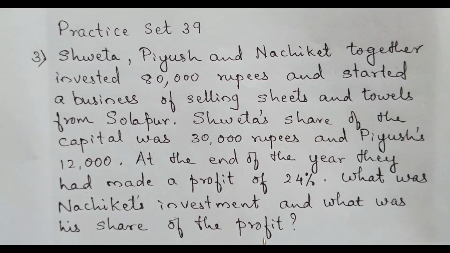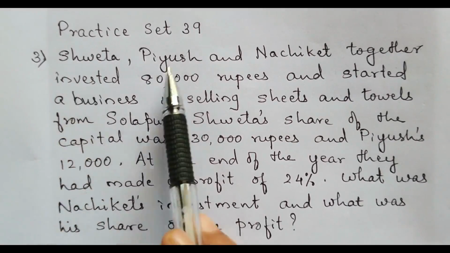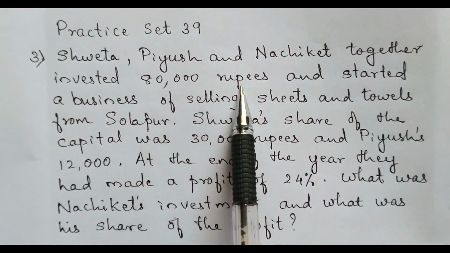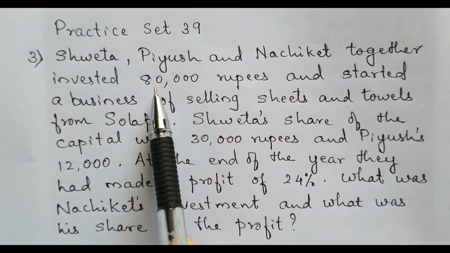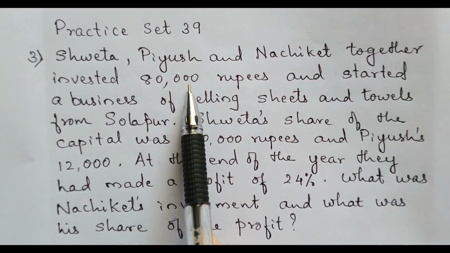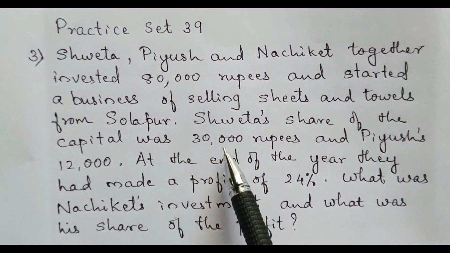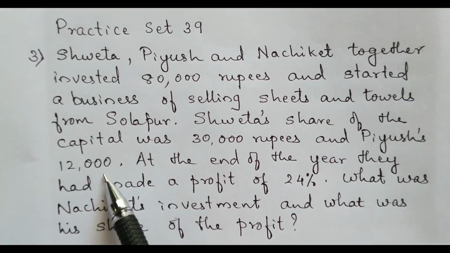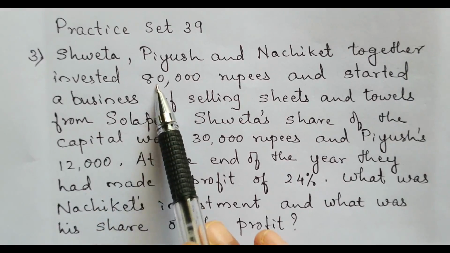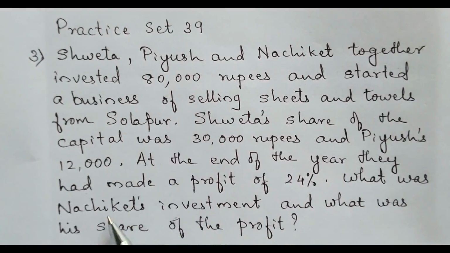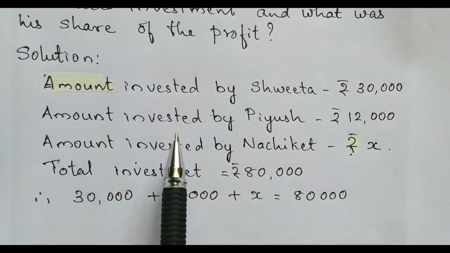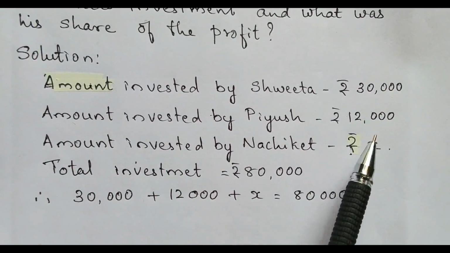So here, three people, Shweta, Piyush and Nachiket, together invested 80,000 rupees. That means their capital is 80,000 rupees. We also know that Shweta invested 30,000 rupees and Piyush invested 12,000 rupees. So knowing the total investment, we can find out the investment made by Nachiket. Amount invested by Shweta is 30,000 rupees. Amount invested by Piyush is 12,000 rupees.